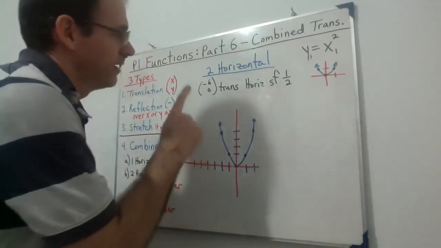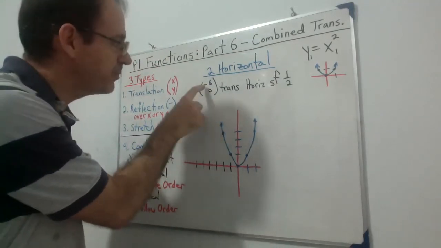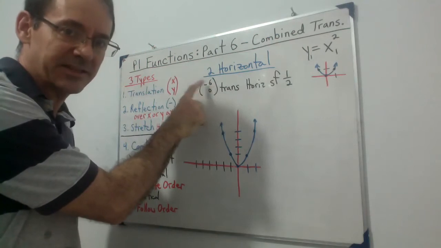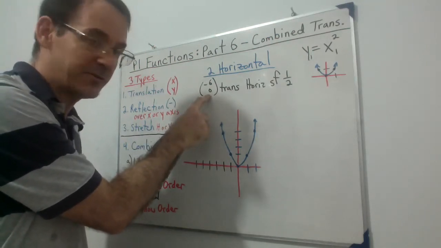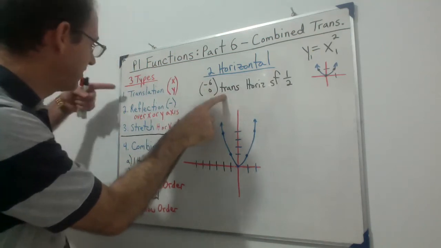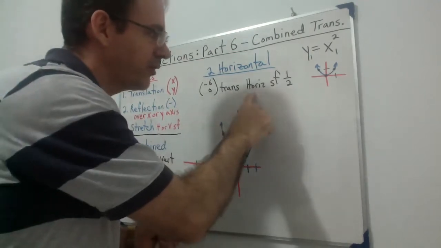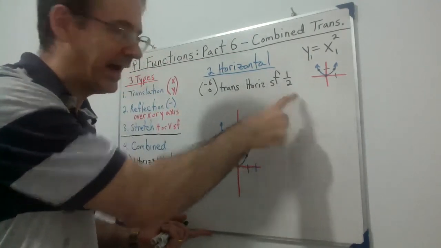So we have, this one is obviously a horizontal because it involves the x, the top number. If it was the bottom number, it would be vertical. So this is a horizontal translation, and then also a horizontal stretch with a scale factor 1/2.